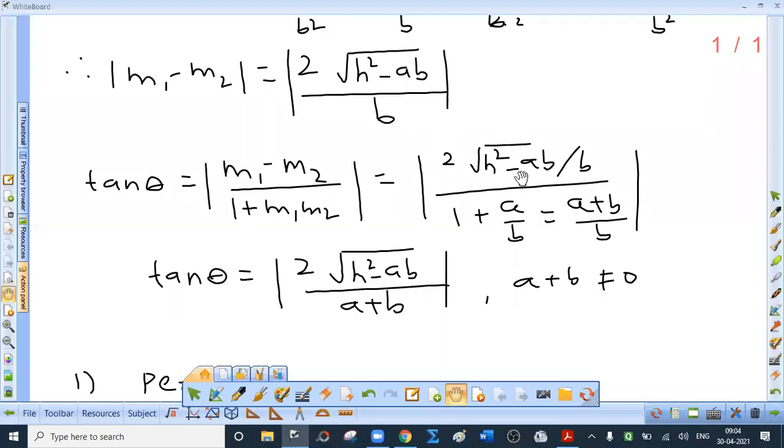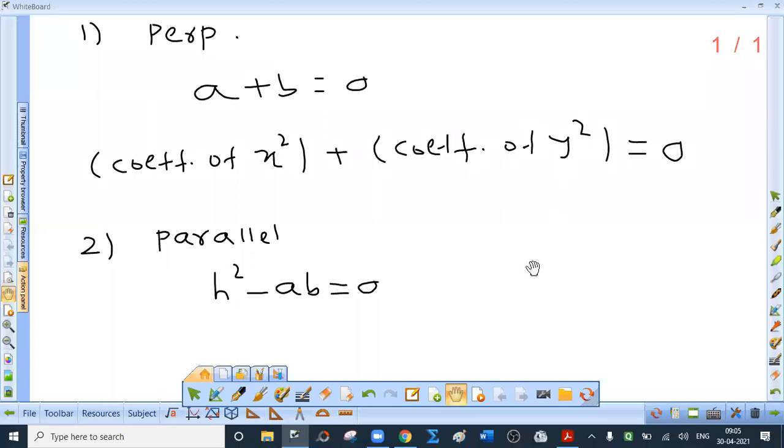Now second case, lines are parallel. Basically, both lines pass through origin. Suppose this is the first line. Can we draw a distinct line which is parallel to this and which again passes through origin? No. So here, instead of saying parallel, we should say coincident. So that is the special case of parallel. Okay. So m1 equal to m2 for parallel. So m1 minus m2 is 0. This will be 0 if h square minus ab is nothing but 0. So what is the condition for lines to be coincident, that is parallel? h square minus ab should be equal to 0.